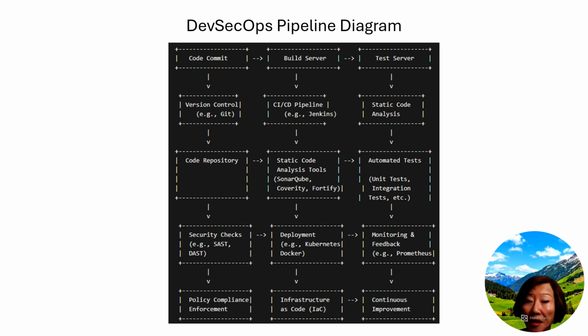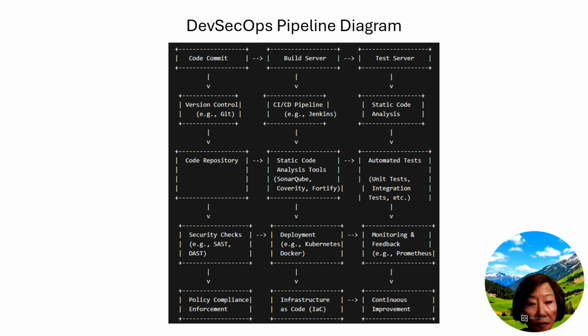Also, automated testing is part of it. Automated testing frameworks validate the code through unit tests, integration tests, and other types of tests to ensure functionality and security. These tests can check for vulnerabilities such as SQL injection, buffer overflows, and memory protection issues. So there are other kinds of security checks.